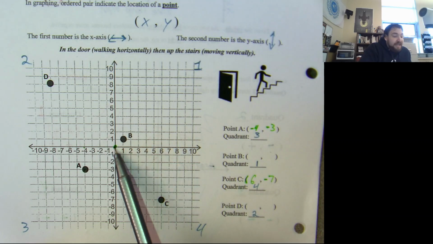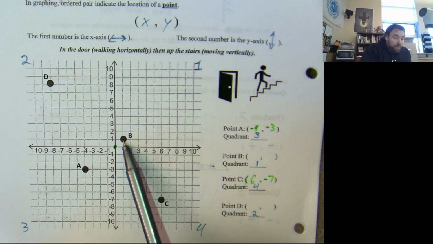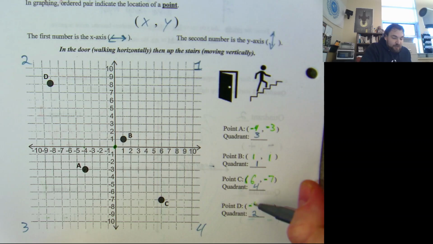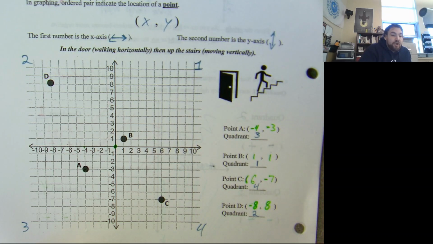Where is point B? 1 and 1. And then we can jump down and go back and look at point D. Where's point D? The x goes first, -8, and then 8. Cool. When you're ready, flip the page.